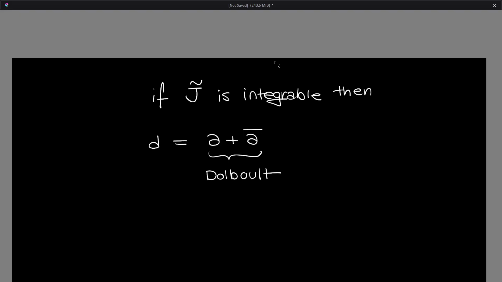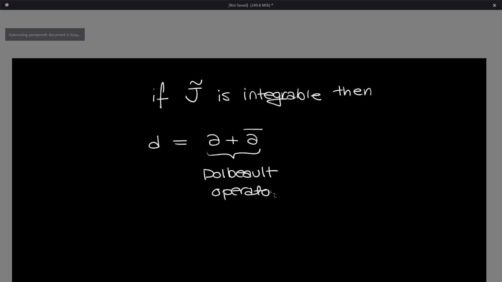Did I get that right? I'm gonna cheat. I'm gonna look it up. Absolutely not. So these are called the Dolbeault operators. And as you might imagine, they are very important to Dolbeault cohomology.